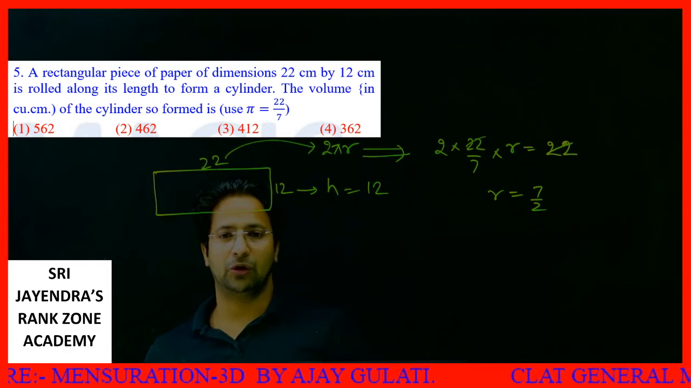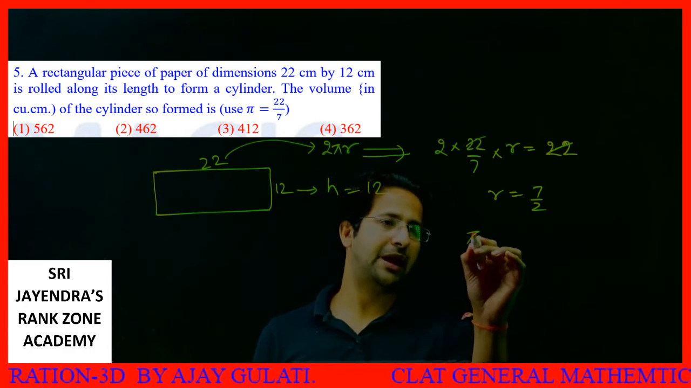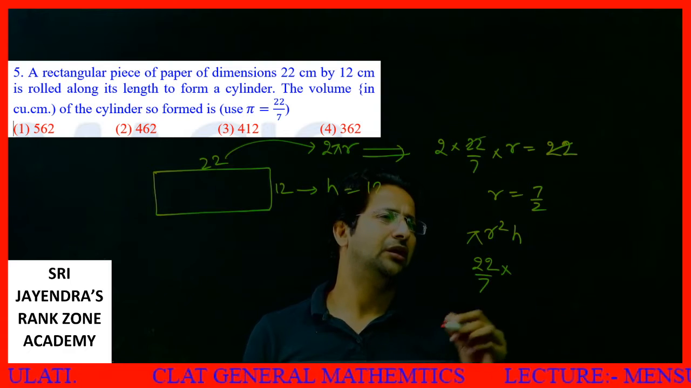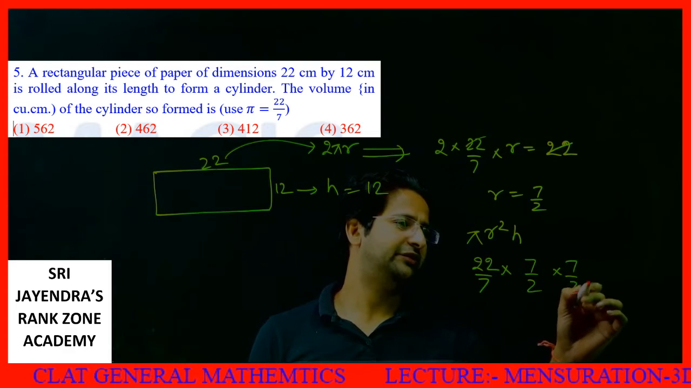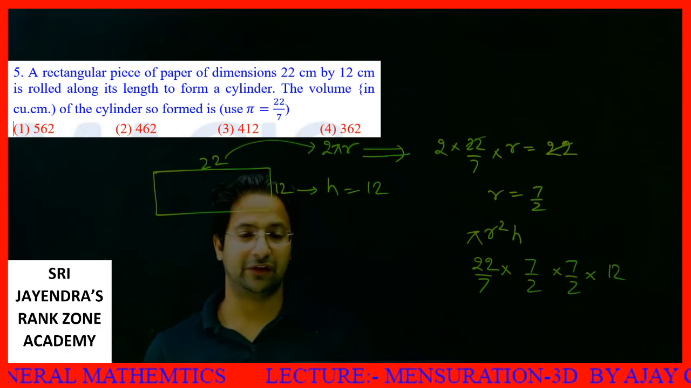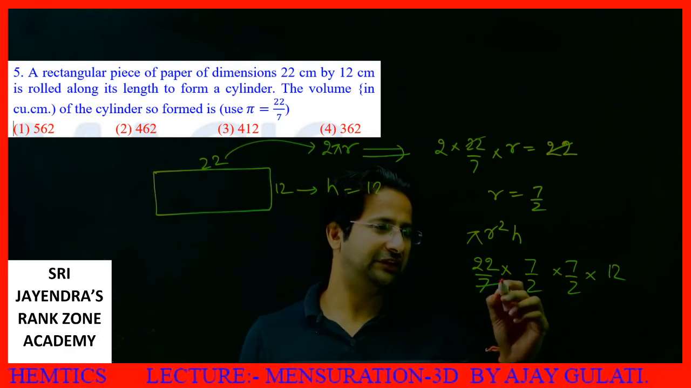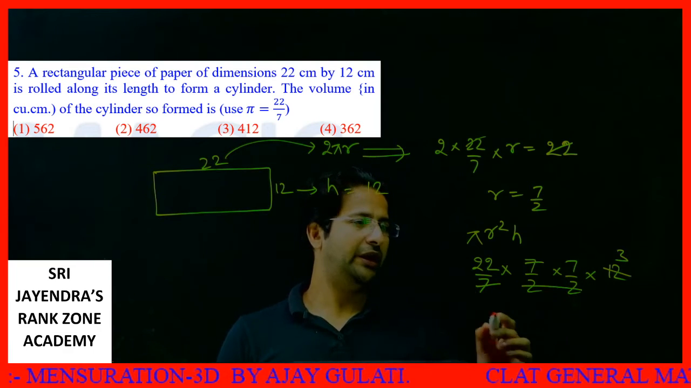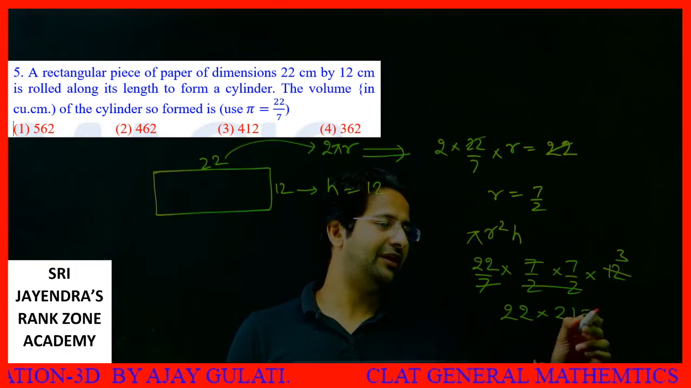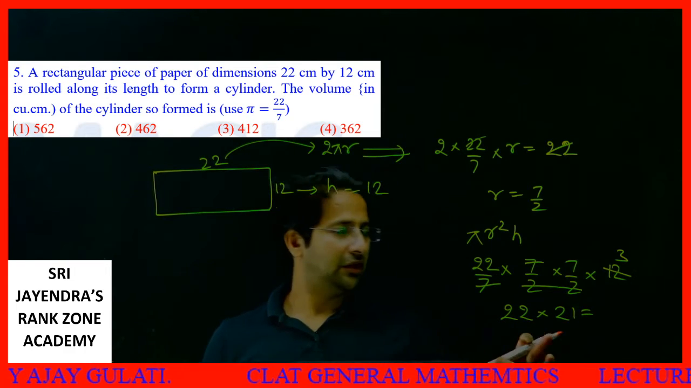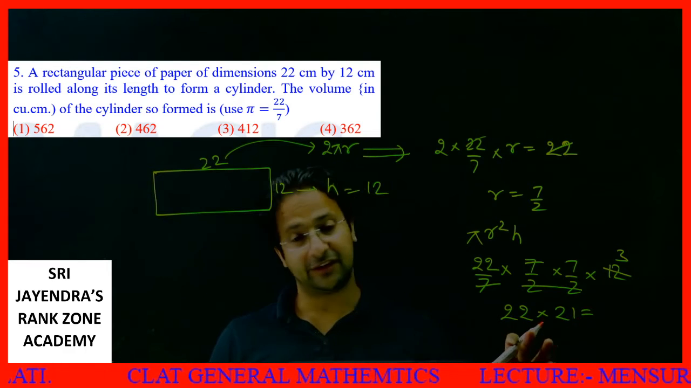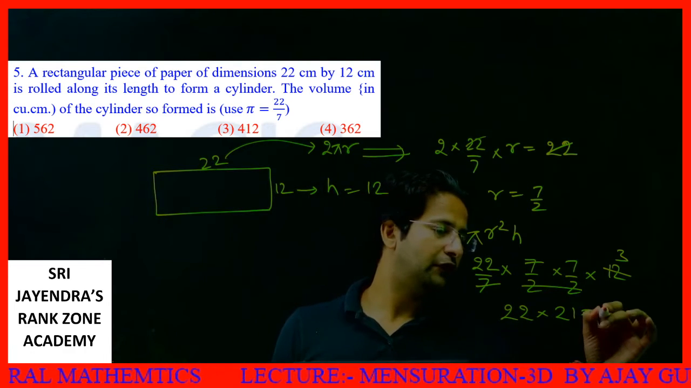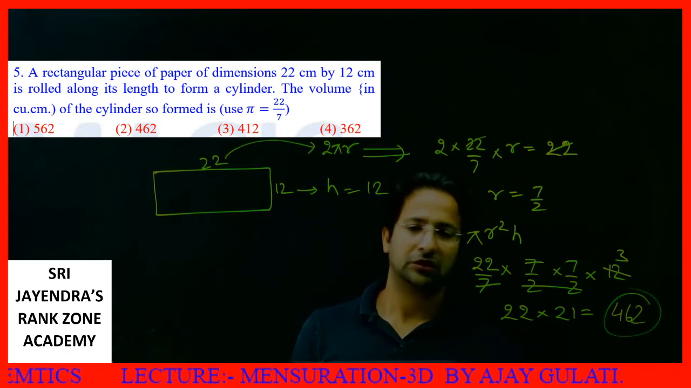The volume of the cylinder so formed: what will be the volume? Volume will be pi r square h. Pi is 22 by 7, r square is 7 by 2 into 7 by 2, and h I already told you was 12, given in the question. Now we just need to find this value, nothing else. 7 and 7 cancel, 2 into 2 makes 4, 4 cancels with 12 giving me 3. 22 into 21. It is not that difficult. If you need to multiply a number with its next number, what do you do? Just take the square of the smaller number, 441, plus the smaller number again, 441 plus 21. This is your answer, my dear students.